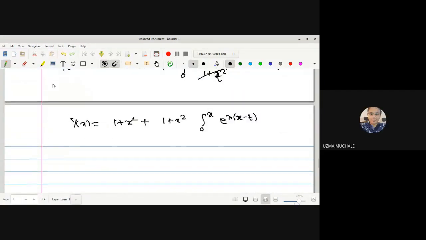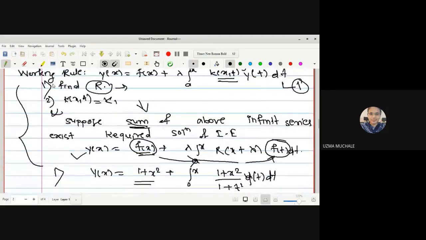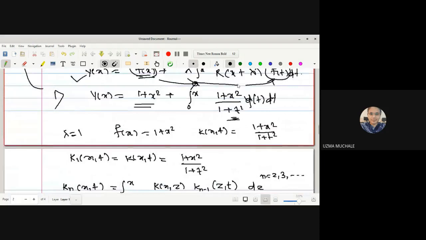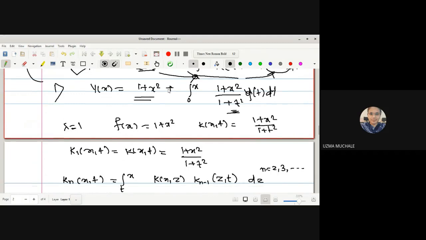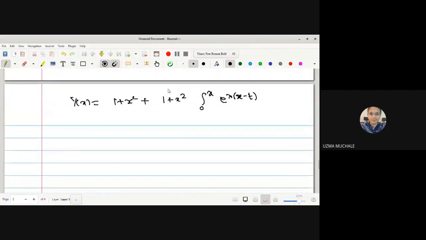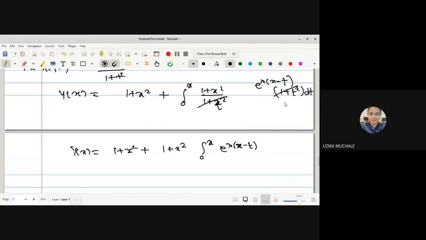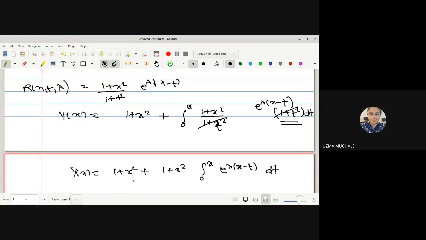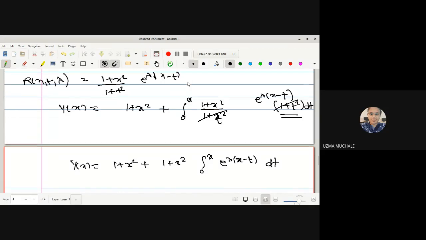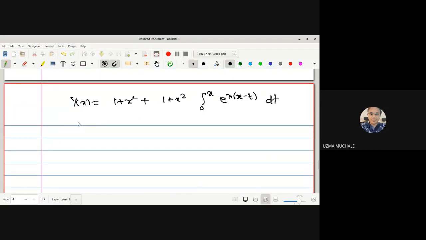Okay. What is your f of x first? We'll see from our equation. In the equation we have f of x as 1 plus x square. So wherever you have f of x or f of t, you can just replace x by t and we get f of t. So here is what your f of t. Don't add this one because this is what outside the integration.